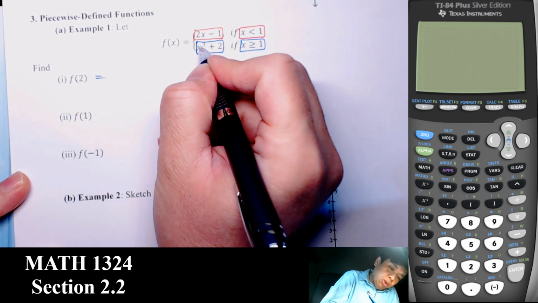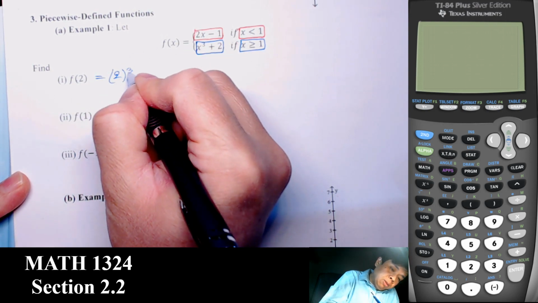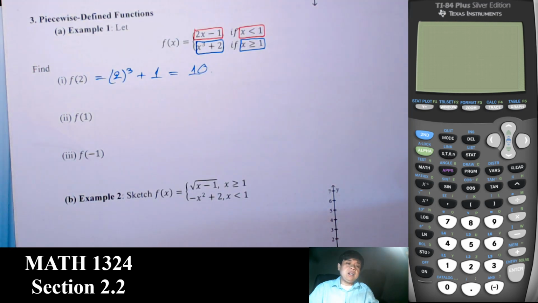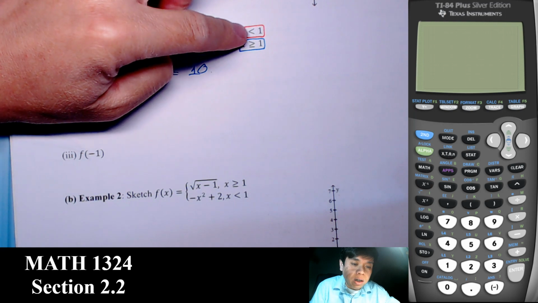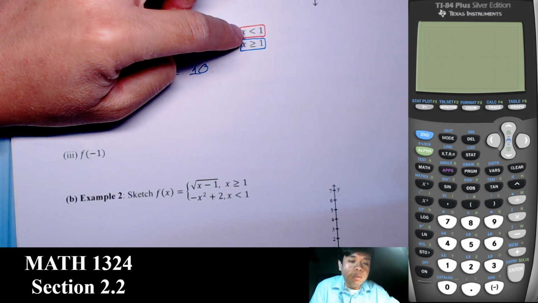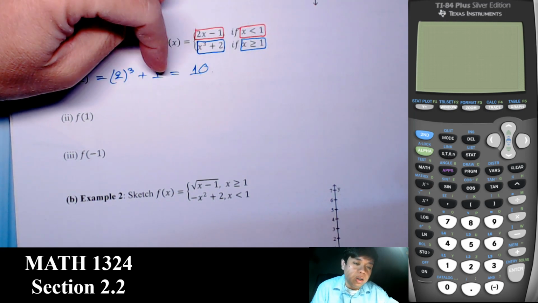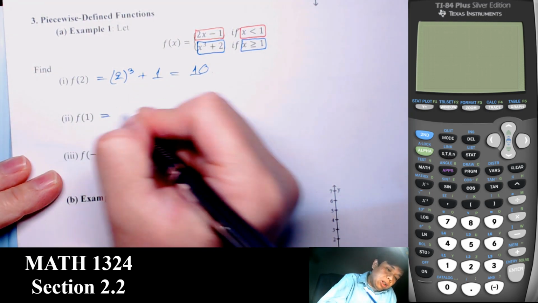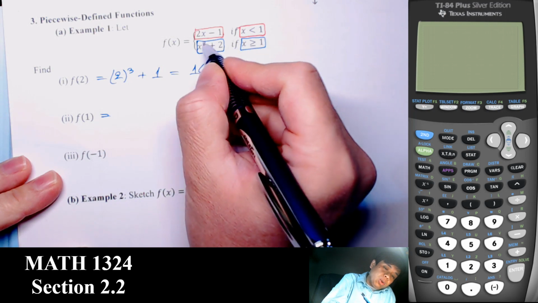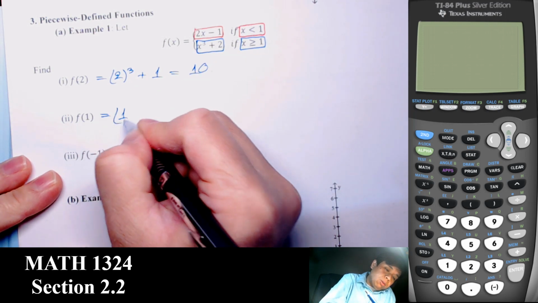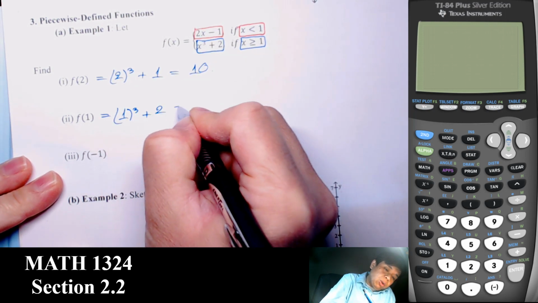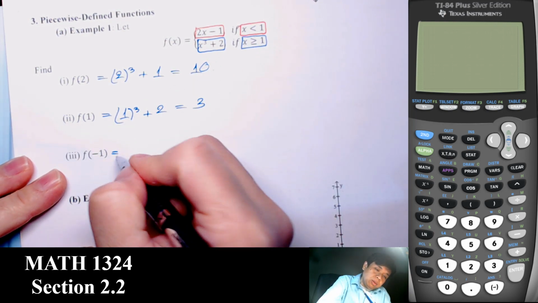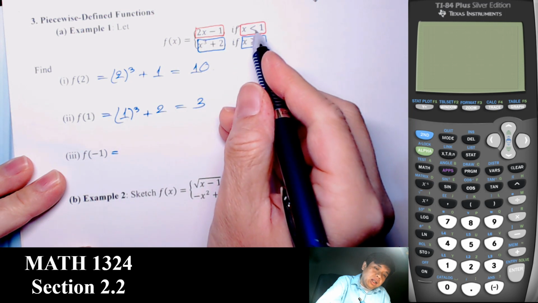Now substitute 2 into x. That's 10. Now when we substitute 1, 1 is not less than 1, so the first one's false. 1 is greater than or equal to 1, so yes. So the second equation is still true. Put 1 in here, that's true. So we have 1 cubed plus 2, that's 3. Now for -1, clearly it's less than 1.